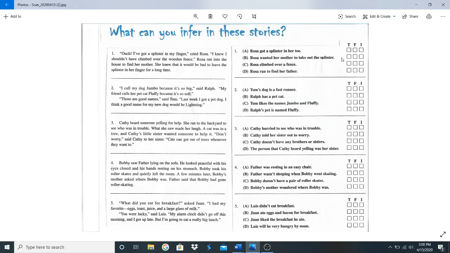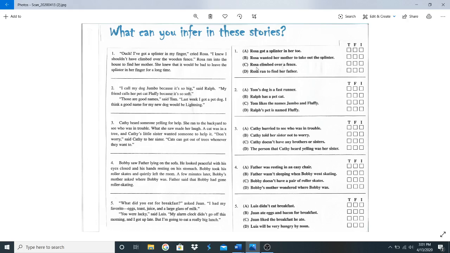So we're going to mark inference because we're using what we've read plus what we know about splinters, and Mama's taken out splinters. And so we would make an inference that that's probably why she was looking for her mother.